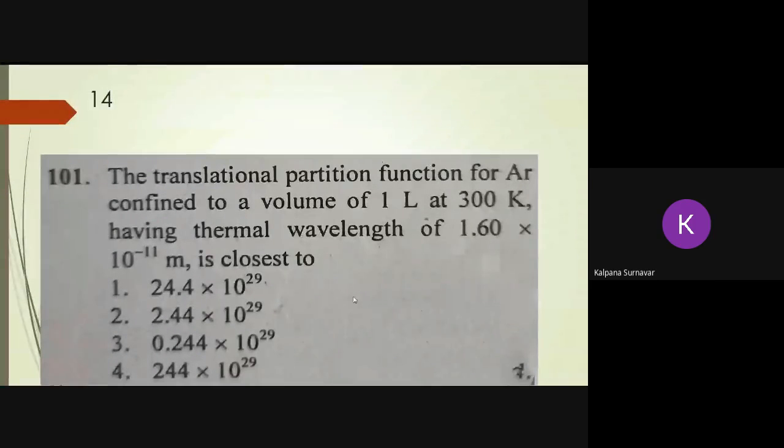In the same way, problems on the partition function, the vibrational partition function, the electronic partition function, and the vibrational-rotational partition function can be asked in previous year papers. You can solve these problems.